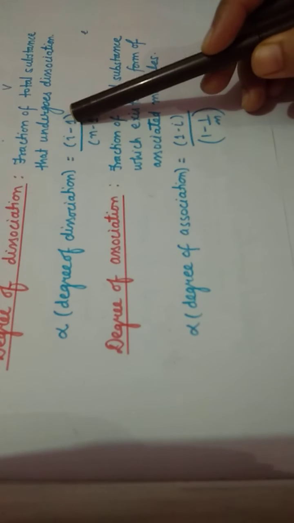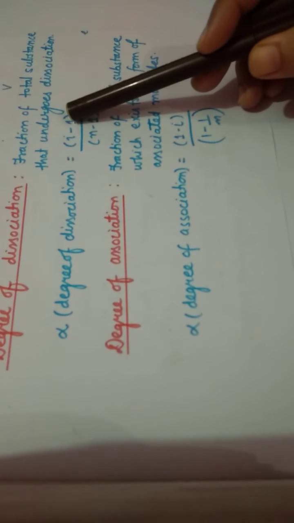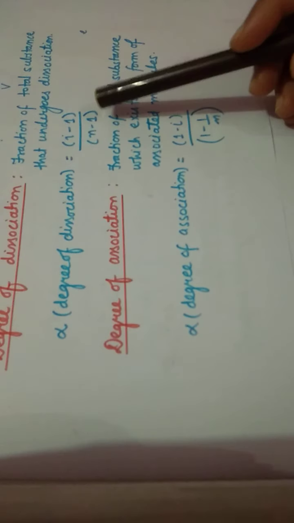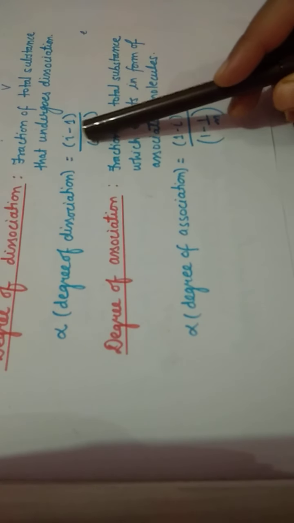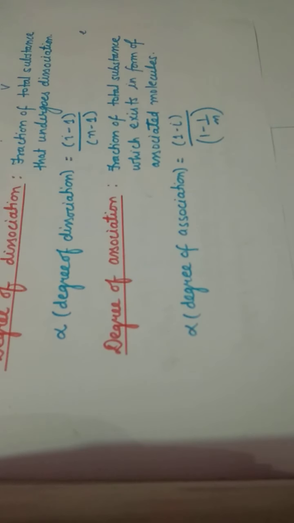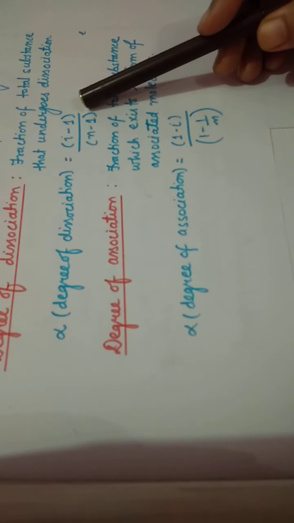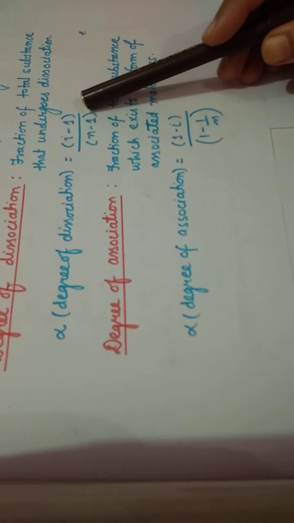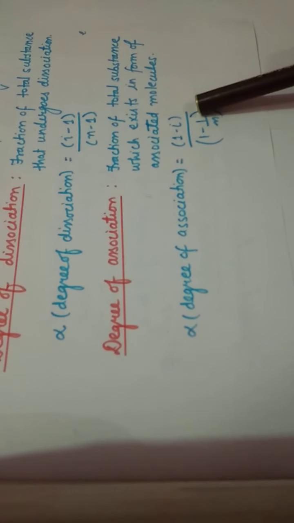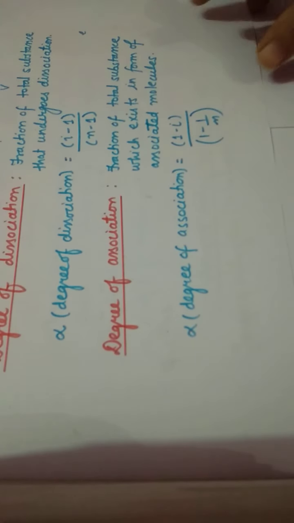So alpha, degree of association, is equal to, children, having formula 1 minus i, opposite of this. Earlier it was i minus 1 in case of dissociation. In case of association it will be (1 minus i) upon (1 minus 1 upon n). 1 will be in front, minus n will be inverse. So two formulas: degree of dissociation is equal to (i minus 1) upon (n minus 1), and degree of association is equal to (1 minus i) upon (1 minus 1 upon n). So these are the two formulas we got, children.